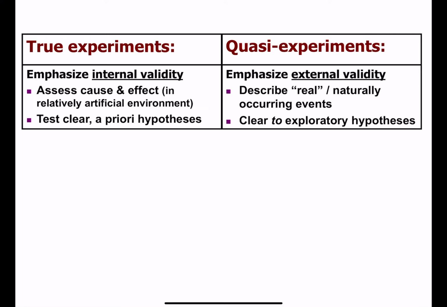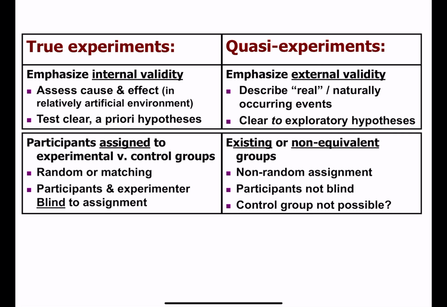And so we want to be able to apply what we found. Does it actually work in the real world? Another big difference is that in true experiments, we assign participants to be in experimental or control groups, either random assignment or matching, and this is a really important part of getting that internal validity. In contrast, in quasi-experiments, we use existing or non-equivalent groups. So we use groups that are already in place and are not randomly assigning people. And so there's a lot less control that we can get in these quasi-experiments.